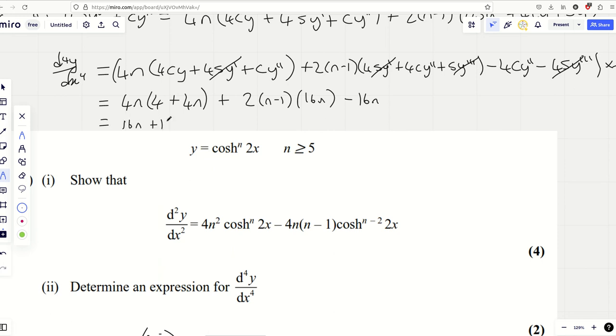16n plus 16n squared plus we're going to have 2n times by 16n, which is 32n squared, yeah? And then we're going to have minus 2 times by 16n, well that's minus 32n, and then we've got minus 16n, yeah? So what have we got here? That 16n is going to cancel with that 16n. This is going to become 48n squared minus 32n, yeah? And there we go, we've got the fourth derivative.